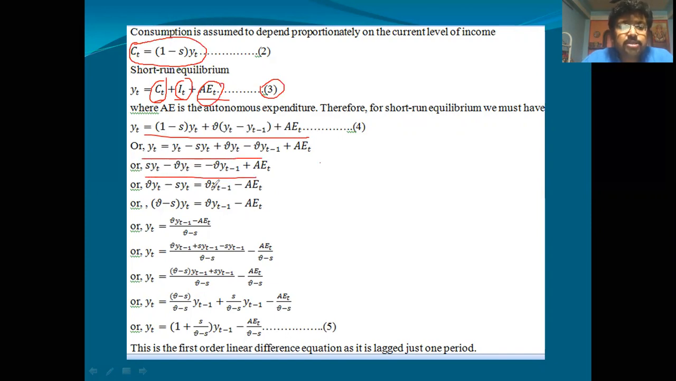Rearranging these variables, we get y t equal to 1 plus s by nu minus s, multiplied by y t minus 1, minus A E t by nu minus s. We add s y t minus 1 and subtract s y t. After some simple steps, we get this relationship. This relationship is nothing but the first order linear difference equation. Now we move to our next slide.